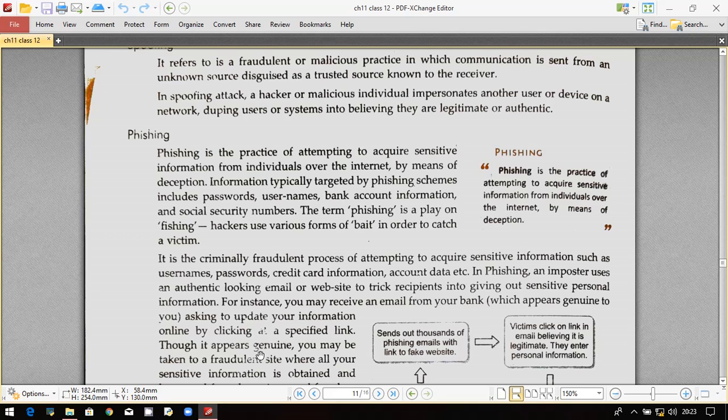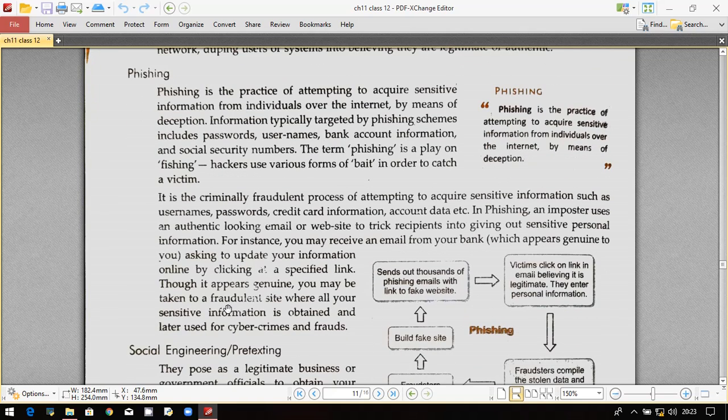They are trying to get private information from you, that is the password, username, or bank account information. Once they get access to this information, they can easily get access to all your bank details, getting it? It is a criminally fraudulent process of attempting to acquire sensitive information such as username, password, credit card information, account data, etc. In phishing, an imposter uses an authentic-looking email or website to trick the recipient into giving out sensitive personal information. They may send you mails saying, for example, that you have won a lottery of this much amount. To get that amount, you need to share your bank details and everything. There is a high chance that, seeing that amount, people can be tempted to share their information. They use that lottery ticket or something else as bait, and you give your personal information to them easily. So this is the act of phishing.